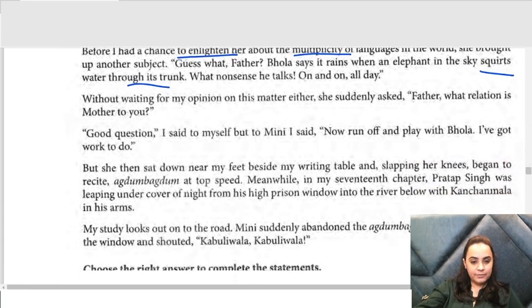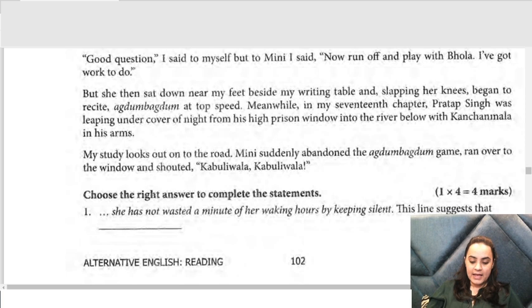But she then sat down near my feet beside my writing table and, slapping her knees, began to recite Agdum Bagdum at top speed. Meanwhile, in my 17th chapter, Pratap Singh was leaping under cover of night from his high prison window into the river below with Kanchanmala in his arms.